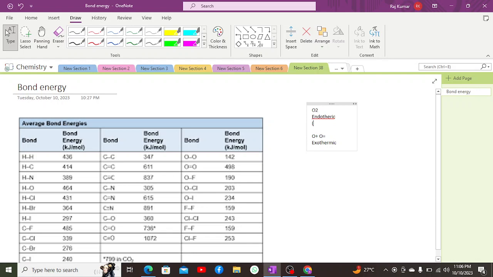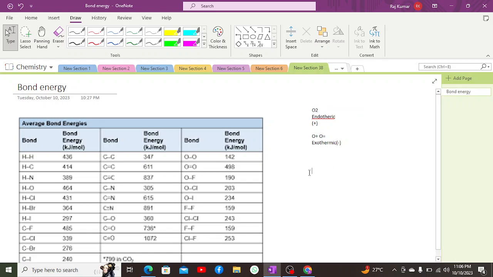In an endothermic reaction, the energy which is absorbed by the oxygen molecule is positive. Why? Because energy is being absorbed inside the oxygen molecule. In the exothermic reaction, energy is negative. Why? Because the energy is being released from the oxygen atoms.